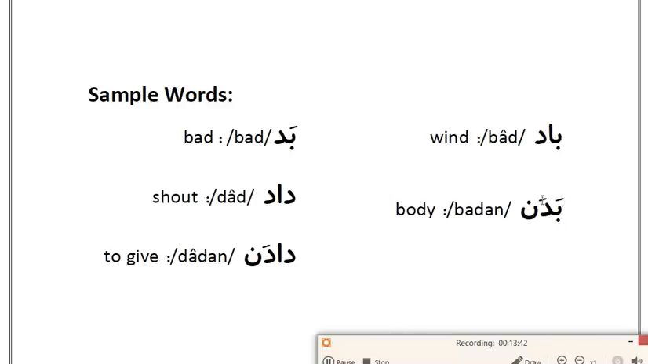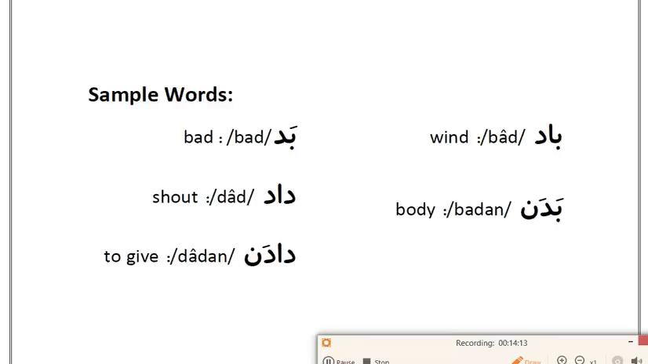These two small lines are short vowels that we practice later on in the next video. I think in this video, we'll practice these short vowels at the end of this video. Badan means body. Bad means just bad in English. Dod, you can see the English meaning of the word dod. And the next one is dadan. Dadan means to give.